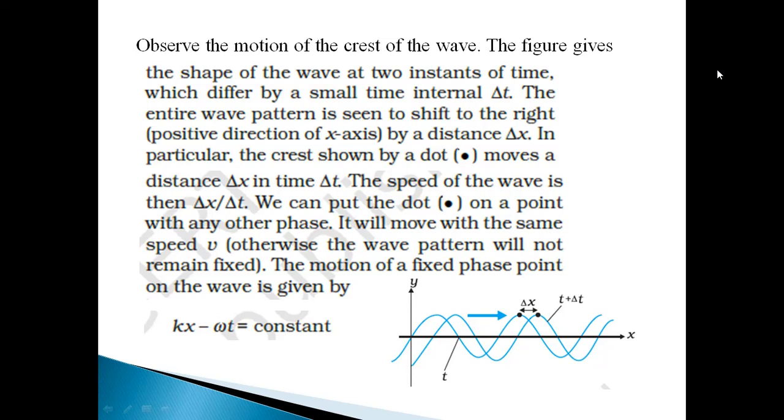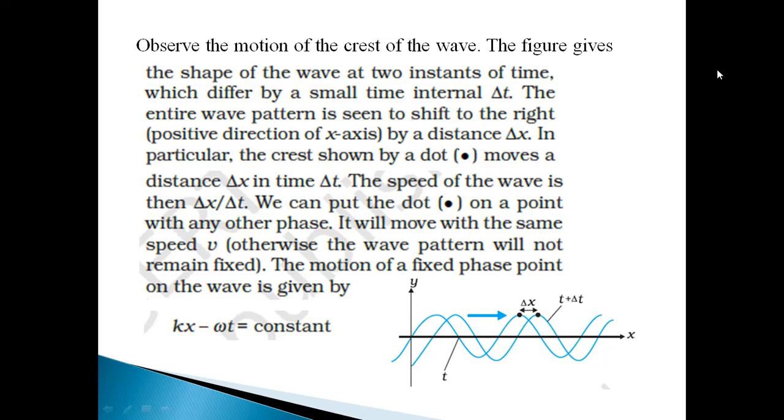a distance delta x. So the crest is shown by a dot, and that dot moves by a small displacement delta x. So obviously the speed of the wave will be displacement by time, which is delta x by delta t. Now if we put the dot on a point anywhere else, it will move with the same speed.